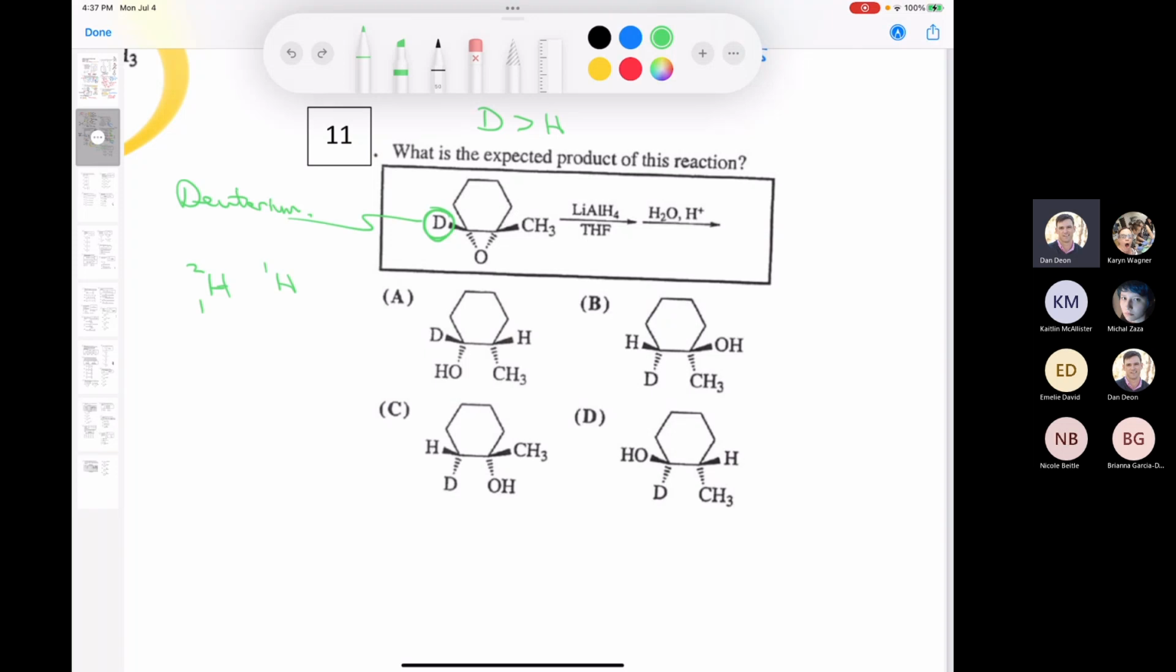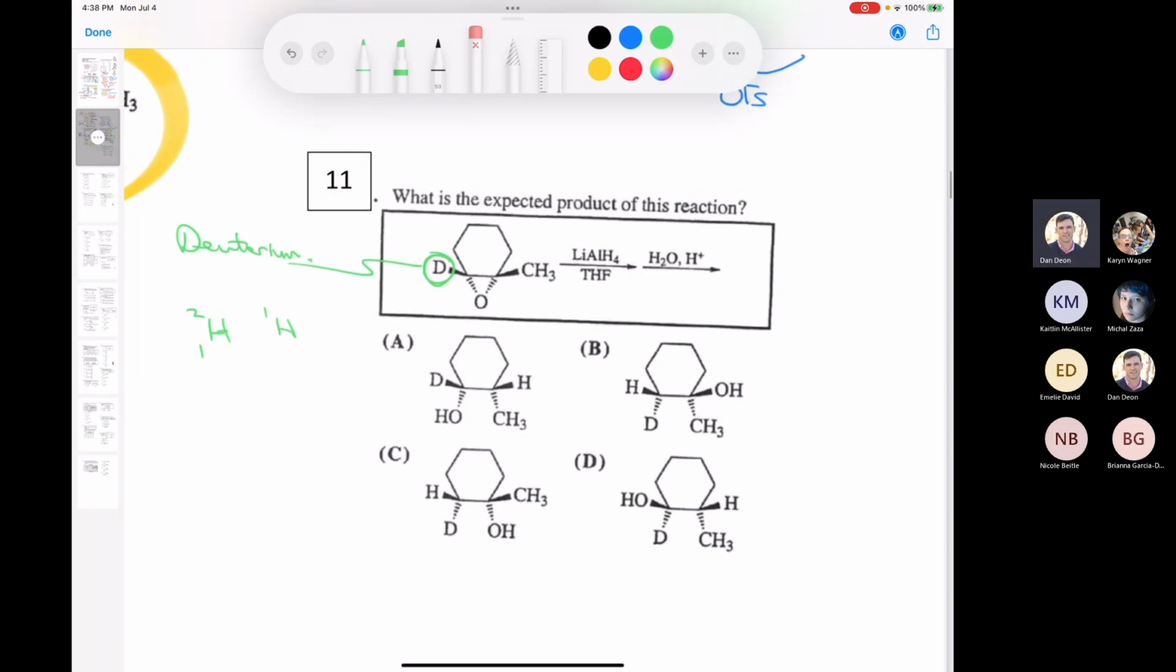And idea, get it? Anyhow, the reason they love to put deuterium in these questions is that it's just a substitution for hydrogen, but it enables the test writer to test you on your knowledge of a lot of times stereoselectivity and regioselectivity. That's what they're trying to do here. So what they're getting at with this reaction is this.